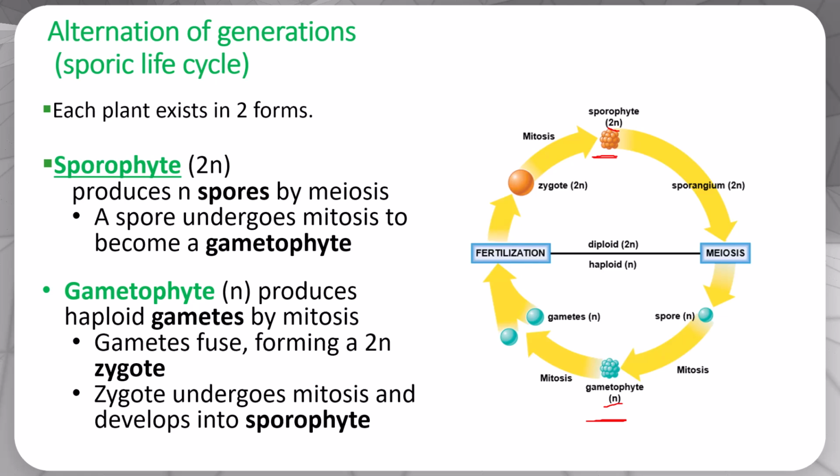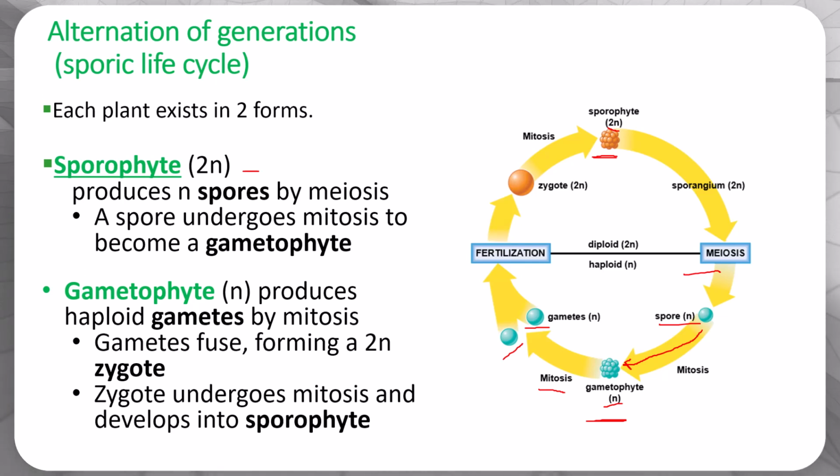This multicellular diploid phase is called the sporophyte, and the sporophyte undergoes meiosis, which is that reduction division, and produces haploid spores. Then those haploid spores do mitosis and grow up to become the multicellular haploid gametophyte generation. That haploid gametophyte generation does mitosis, which is the cell division that maintains the chromosome number and produces haploid gametes. What's a gamete? That's sperm and egg, right?